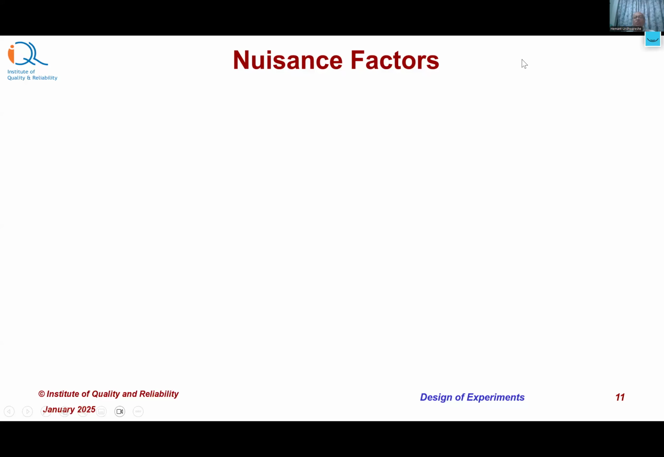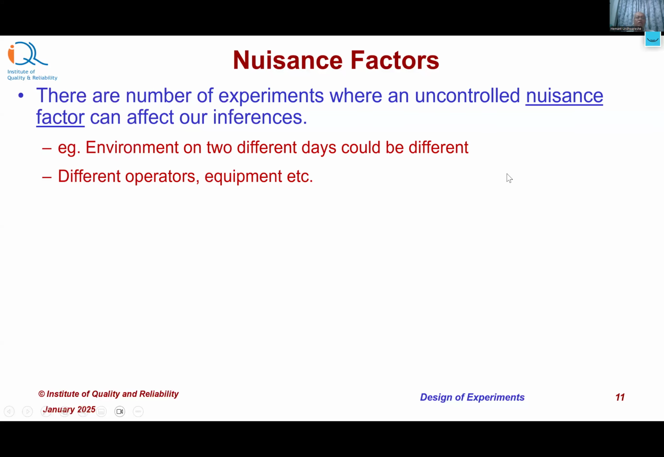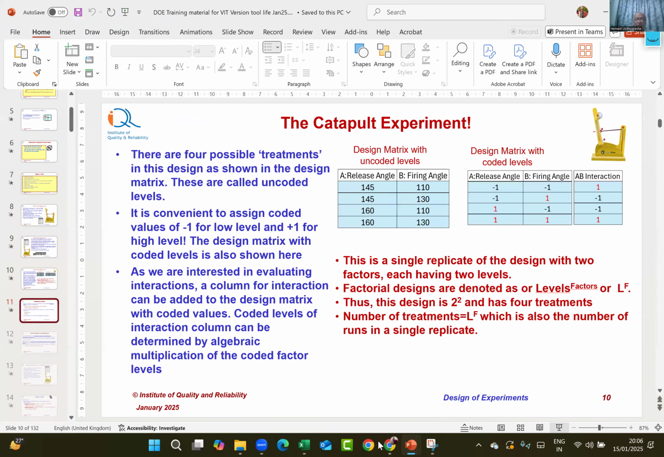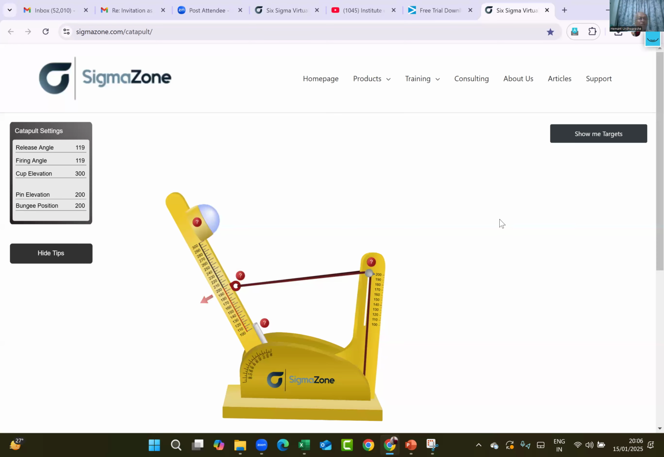Now I come to the nuisance factors. This is important. There are a number of experiments where there are uncontrolled factors. For example, in this catapult experiment, we are going to control the release angle and firing angle. But we are not changing the other things.